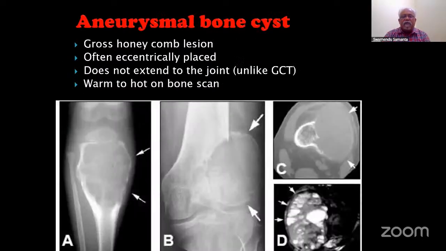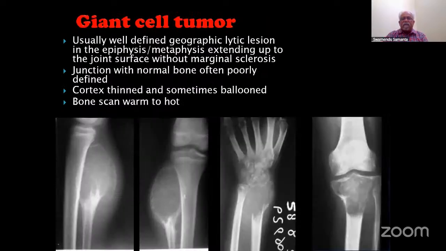Then the aneurysmal bone cyst. If we go back to this picture, there is a gross honeycomb lesion, which is completely different from the simple bone cyst. Often eccentrically placed and does not extend to the joint, unlike GCT. GCT will be close to the joint and warm to hot on bone scan.